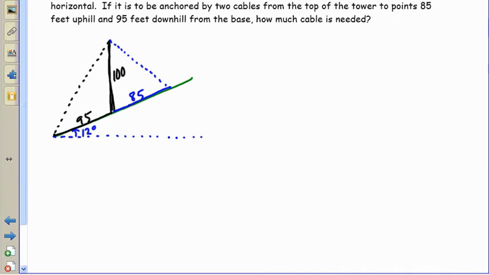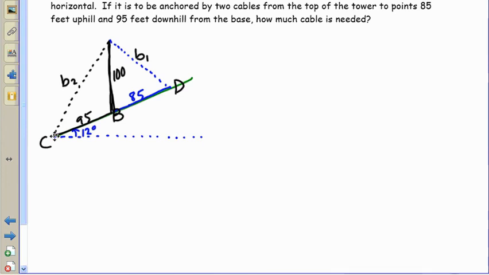Now we want to figure out how much cable is needed. So we need to figure out this length here for the cable and the length at the top for the cable. So let's go ahead and do a little bit of labeling. I'm going to call this B here. Let's call this C, and I'm going to call this D. So I'm going to call this B1, and then I'm going to call this B2.